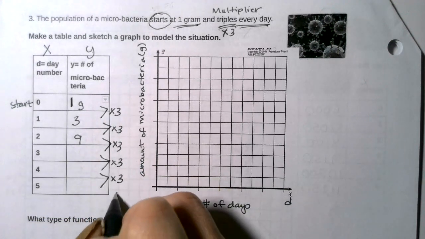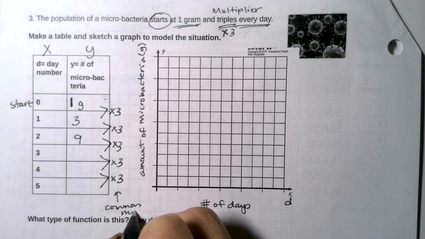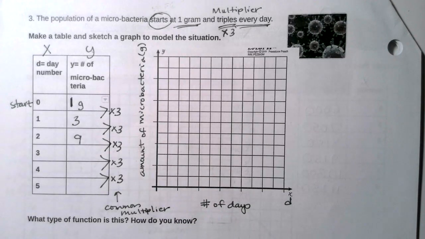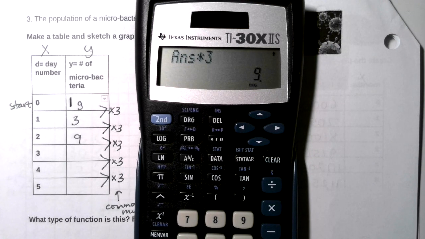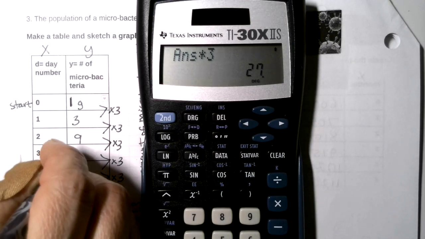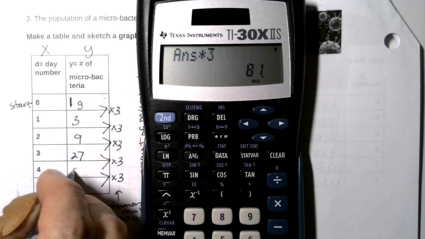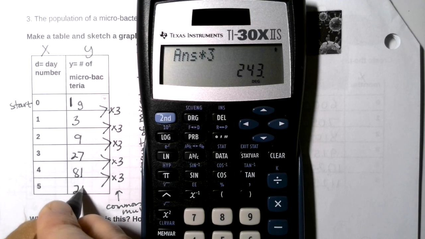So we have a common multiplier. Feel free to use a calculator or a multiplication table as you're doing this. 9 times 3 is 27. You can see how quickly we're increasing. 27 times 3 is 81. And 81 times 3 is 243.